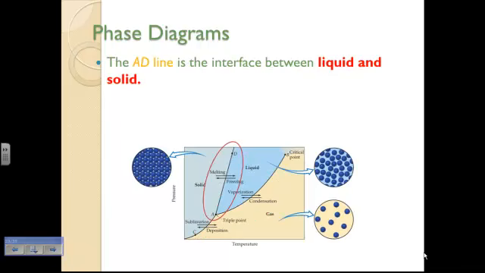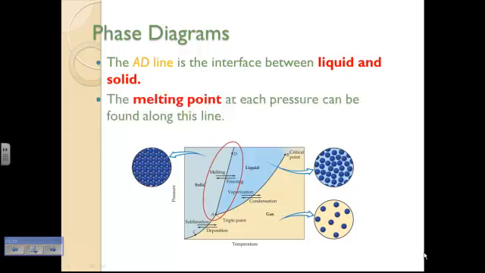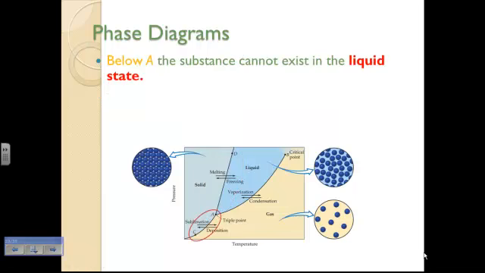Another interesting line is line AD. We're going to label this the liquid and solid interface. Line segment AD separates the solid and the liquid phase. The melting point is found at any particular pressure along this line. When solids turn to liquids is known as melting, or when liquids go back to solids, we call that freezing. We can see that exchange in the line segment AD. So melting points are found any point along line segment AD.